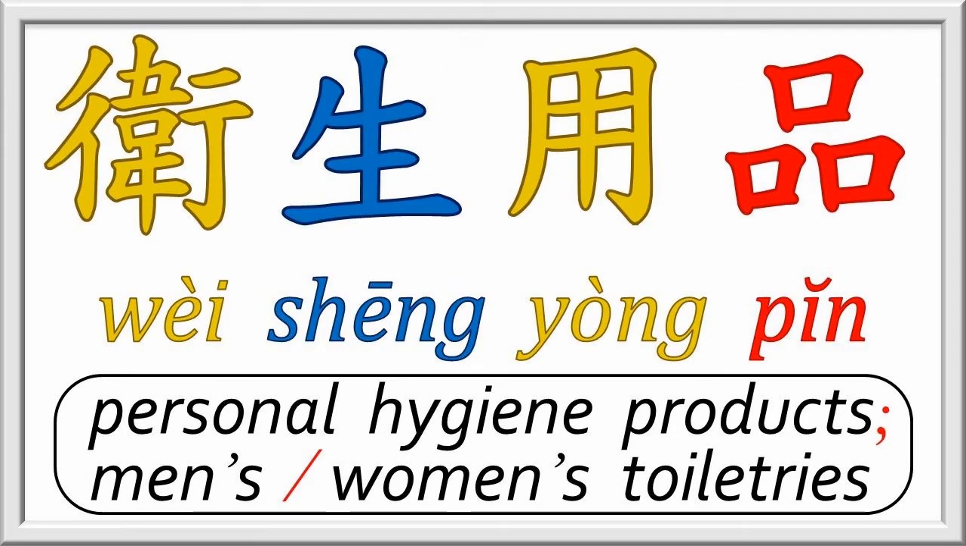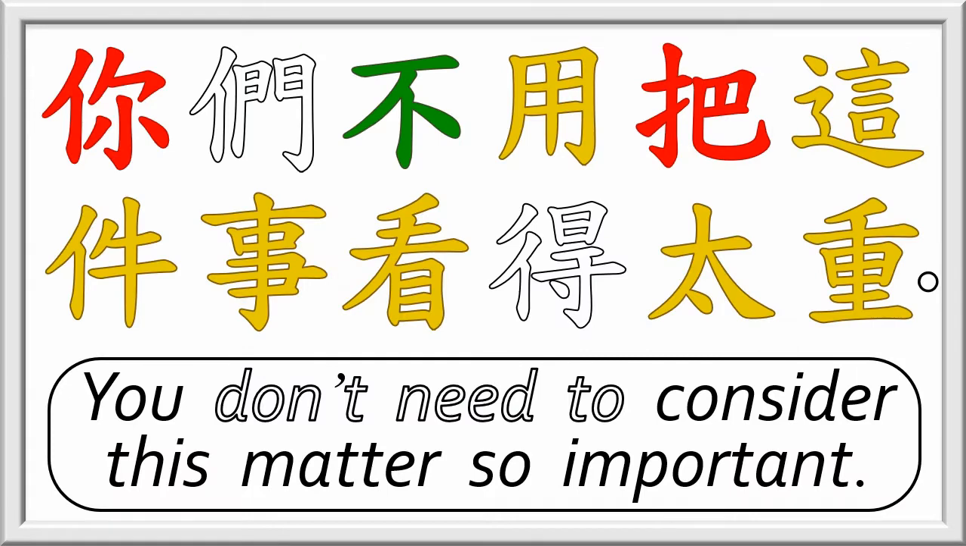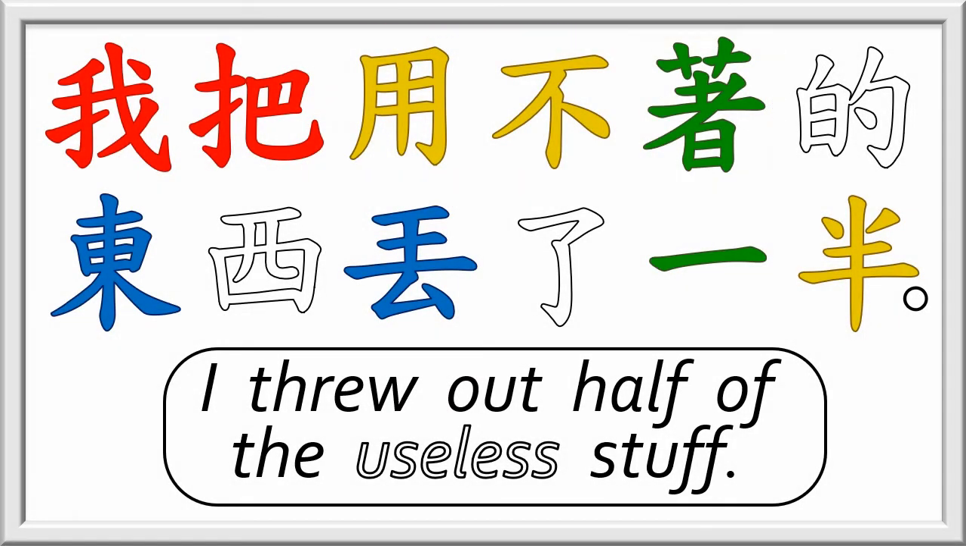卫生用品 is personal hygiene products or toiletries. 不用 and 用不着 both mean there's no use in doing something, or no need to do it. 你们不用把这件事看得太重. You don't need to consider this matter so important. 我把用不着的东西丢了一半. I threw out half of the useless stuff.